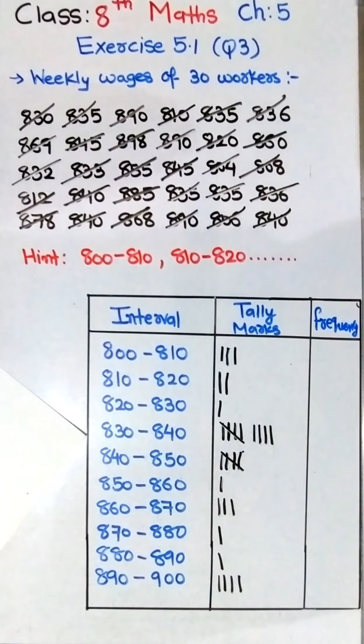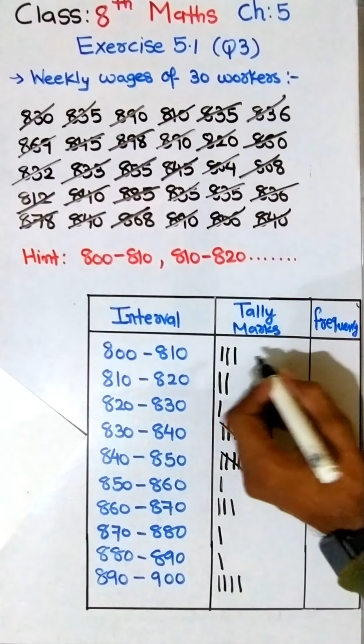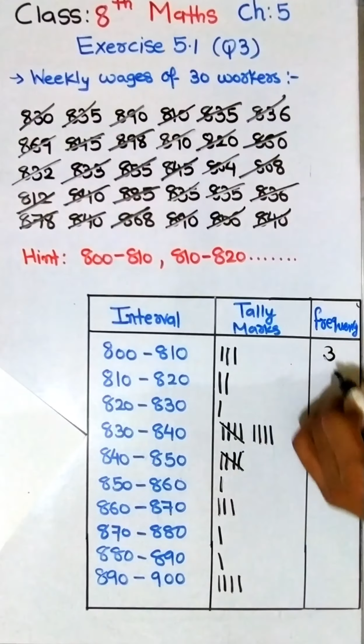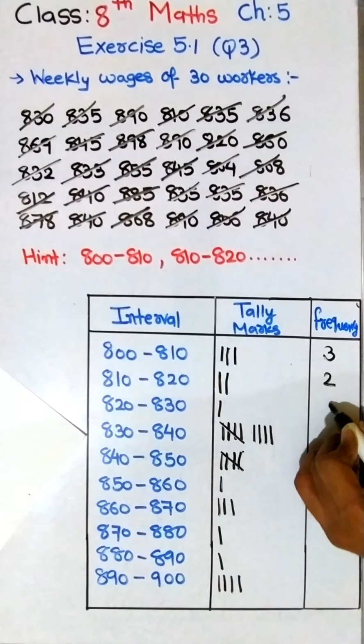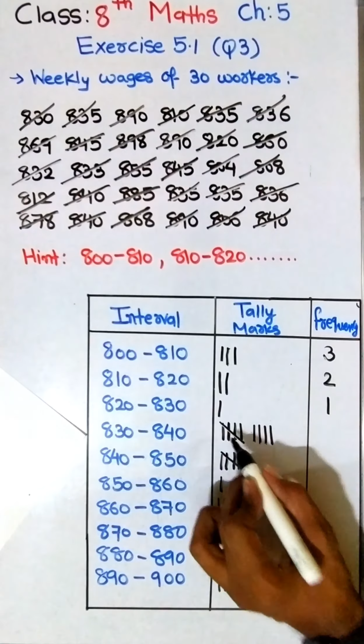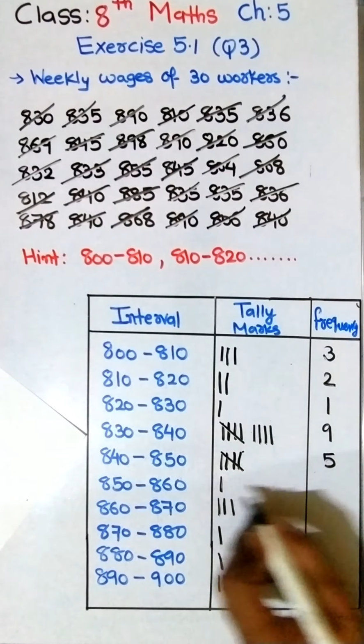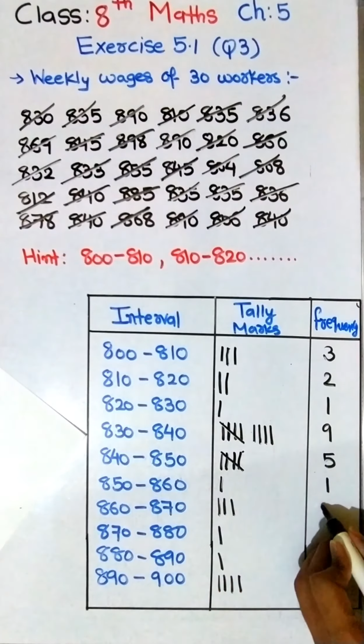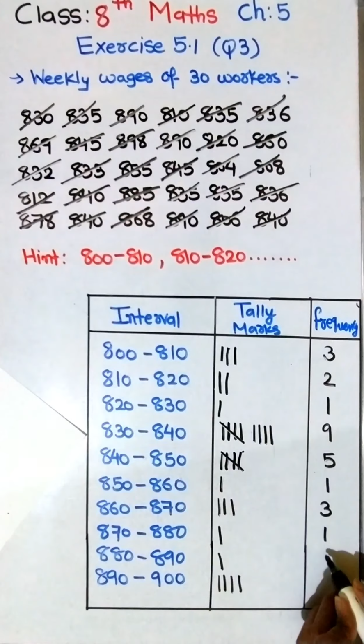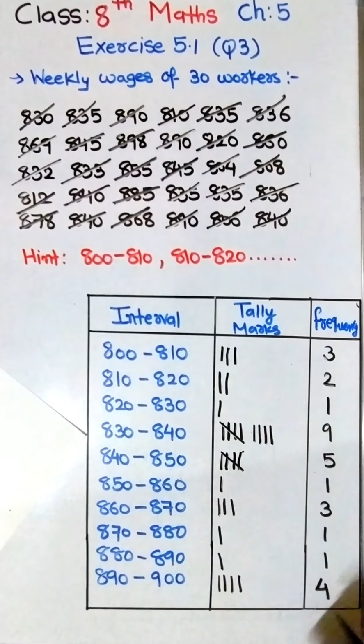So these are the tally marks. If we add them and write their frequency, the first one will be having 3, next one will be having 2, then 1, then here 5, 6, 7, 8, 9, here bunch of 5, here 1, here 3, then we have 1, 1 and 4.